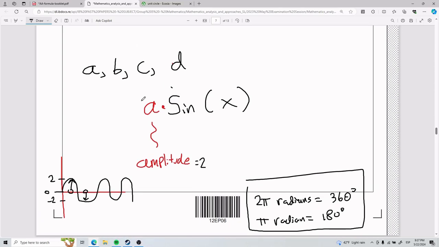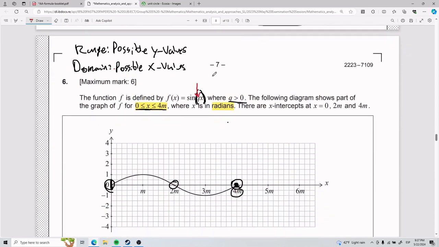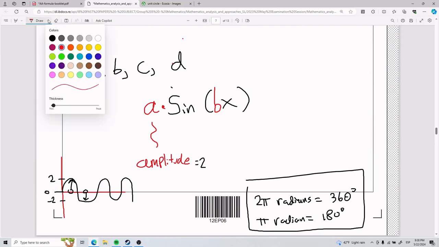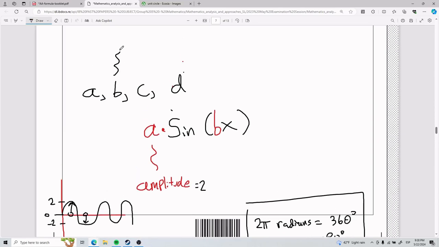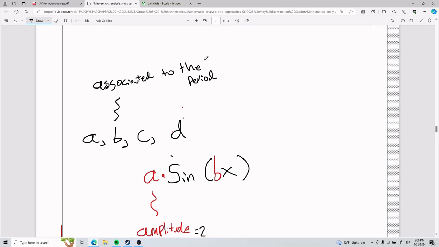The other thing that can happen is this b. So this b is going to enter inside the parentheses. The b that I'm about to explain is the q, so b equals q in the explanation I'm about to do. So what is b? Well, b has to multiply x inside the parentheses, and there's not too clear a definition I can give you, but b is associated to the period. I'm not saying that it is the period, but it's associated to the period. Why is it associated to the period?